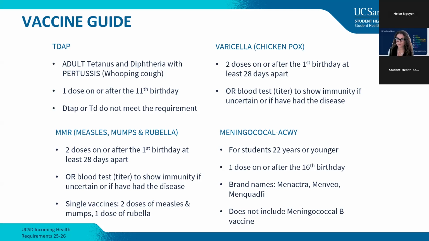We want you to have had 1 dose on or after your 16th birthday, because we know that it lasts about 3 to 5 years. So we really want to see some antibody coverage during those early years in university. Many people in the US have had that dose way before their 16th birthday. So it is a common vaccine that we will need to reach out and ask you to get a booster of. Common names of that include Menactra, Menveo, Medquadfi.